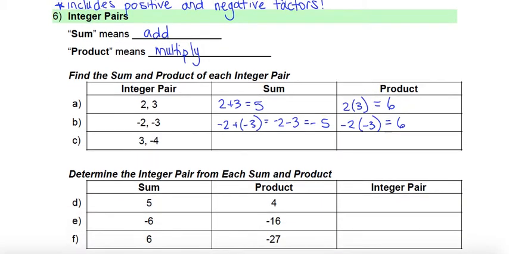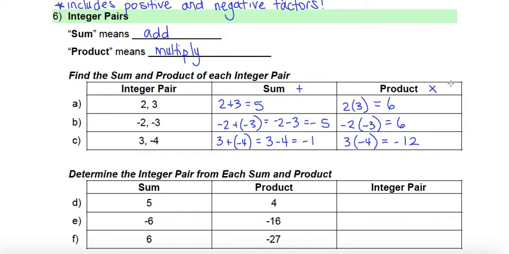So then the next integer pair is 3 and -4. So 3 plus -4 is the same as 3 take away 4, which is -1. And then we need to multiply these two values together. So 3 times -4 is equal to -12. So remember, sum is addition, product is multiplication.